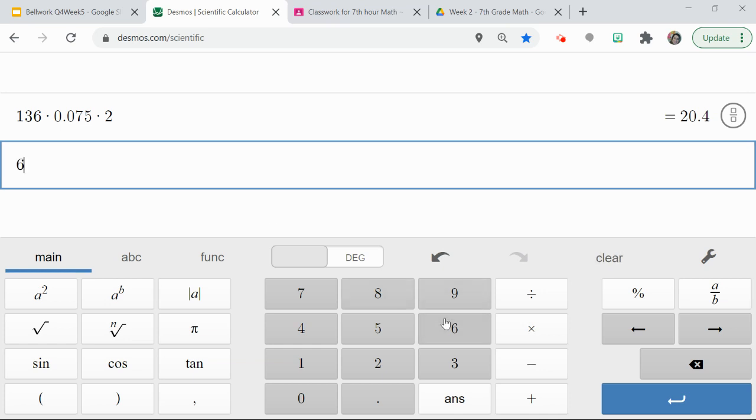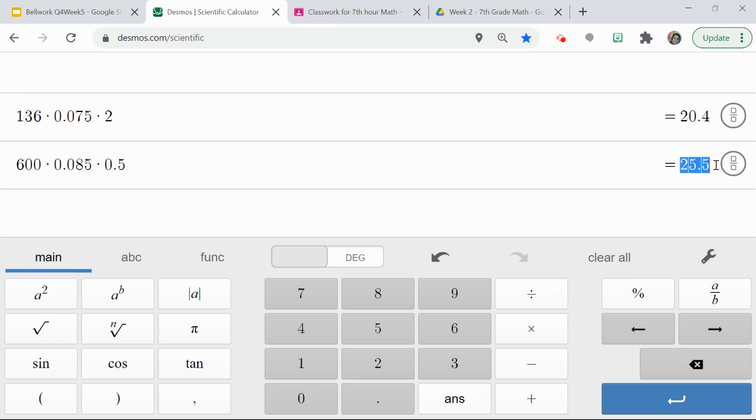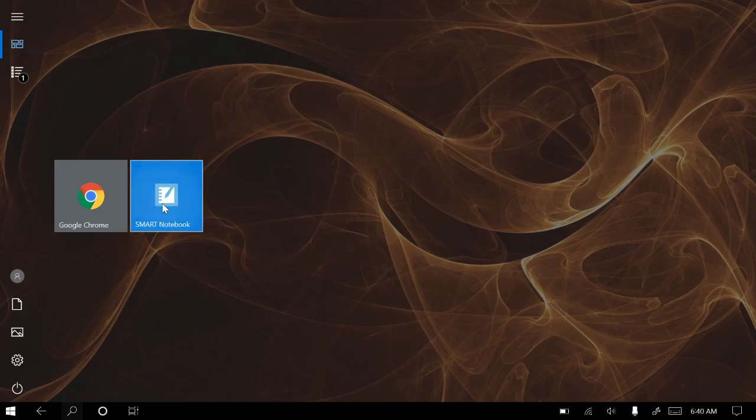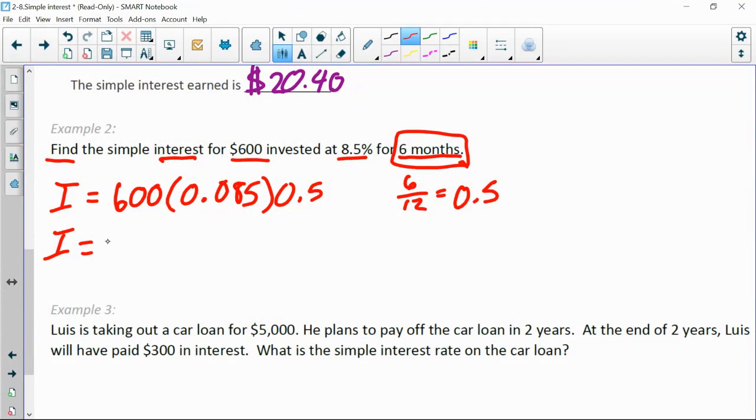All right, so 600 times 85 hundredths. You don't have to put the 0 in front, though it's probably good practice; either way, it will give you the same answer. So then we have $25.50, and that's what we put here. Remember your dollar sign, since we're working with money: $25.50.